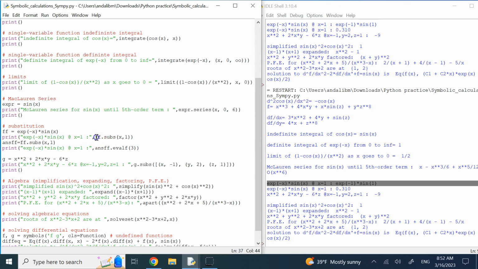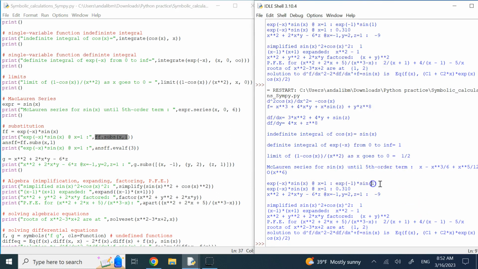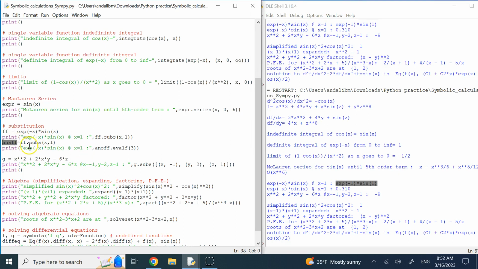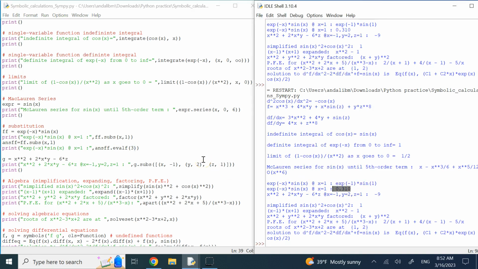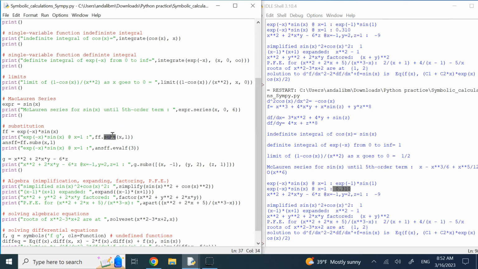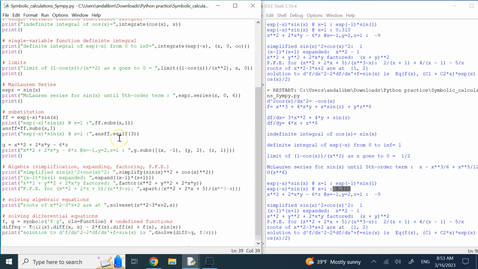So here, the answer, which is sine 1 exponential negative 1, I assigned it to the symbolic variable called ff, and then I'm evaluating that with 3 decimals to a floating, eval f with 3 decimals, and you see the answer is 0.310. So we have subs, that gives us a symbolic answer, and we can use eval f to get the corresponding float.